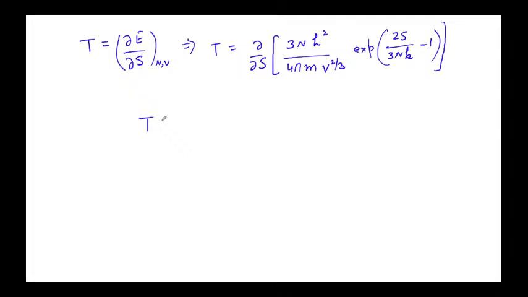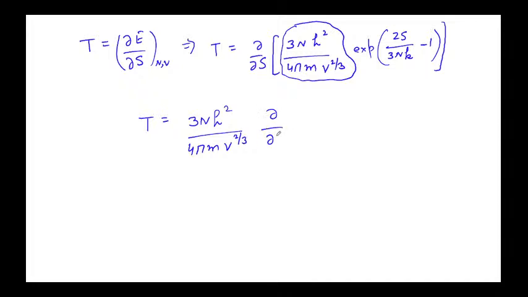So what are the terms in which S is present? All the other terms are independent of S, and we take these constant terms outside. So 3nh² over 4πm V^(2/3) comes outside, and we will take the derivative of only the exponential function, that is exponential of 2S over 3nk minus 1.